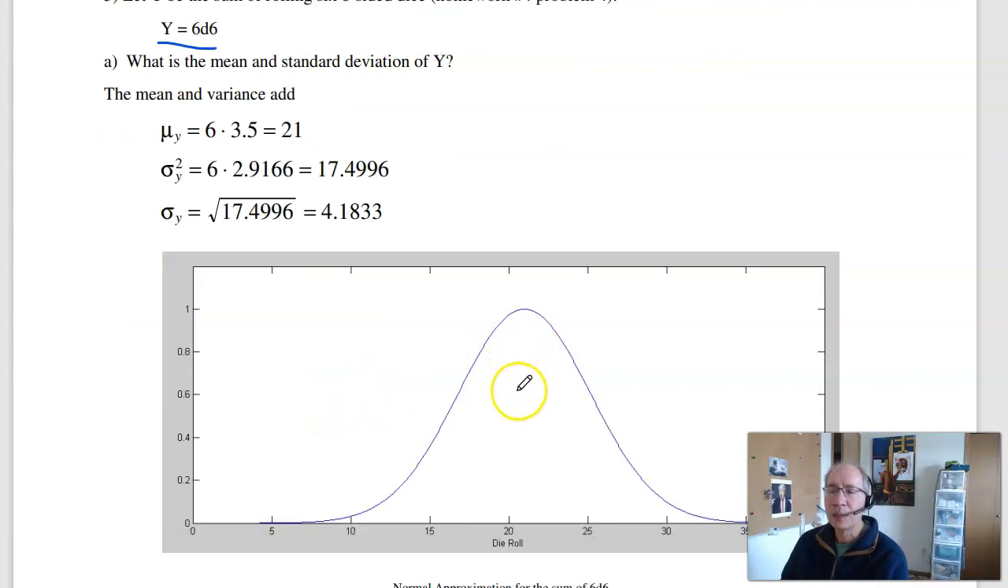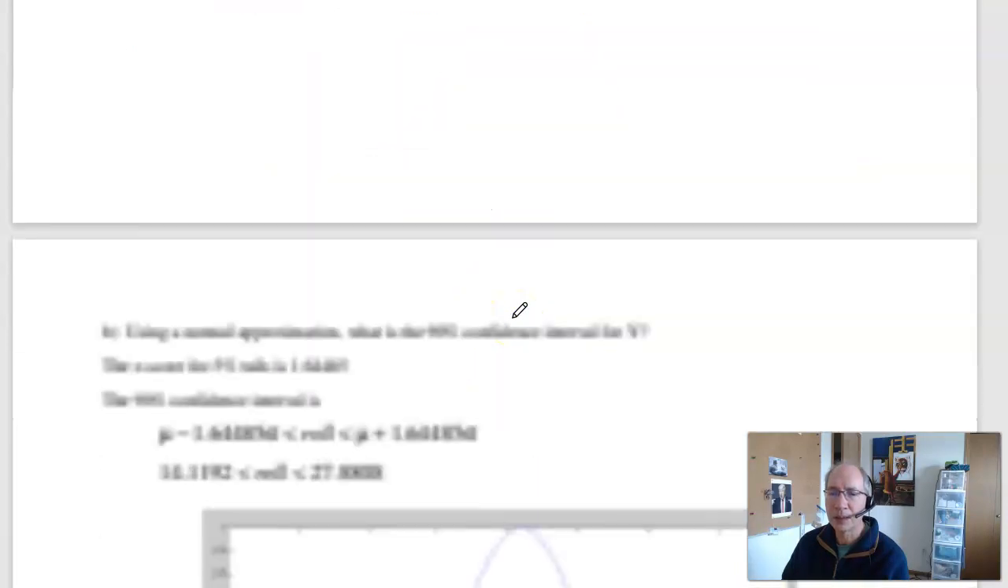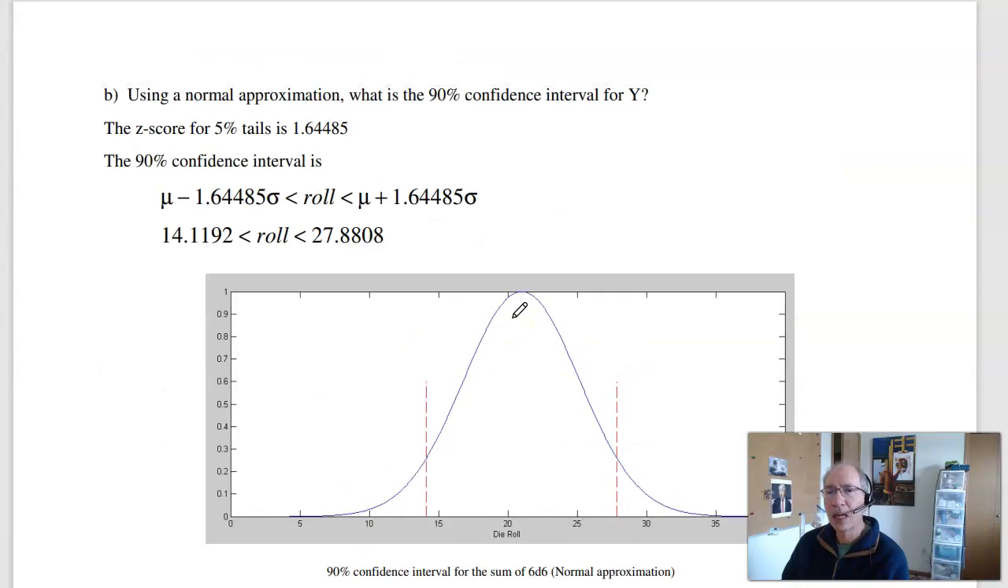So this is what the PDF looks like for six-sided dice. Mean of 21, standard deviation 4.18. Using the normal distribution, I can start doing things like, what's the 90% confidence interval? For a normal distribution, 5% tails corresponds to a z-score of 1.64485. So I want to go left and right that many standard deviations, which means that 90% of the time my rolls will be between 14.1 and 27.8. Rounded to integers, of course, since these are dice.